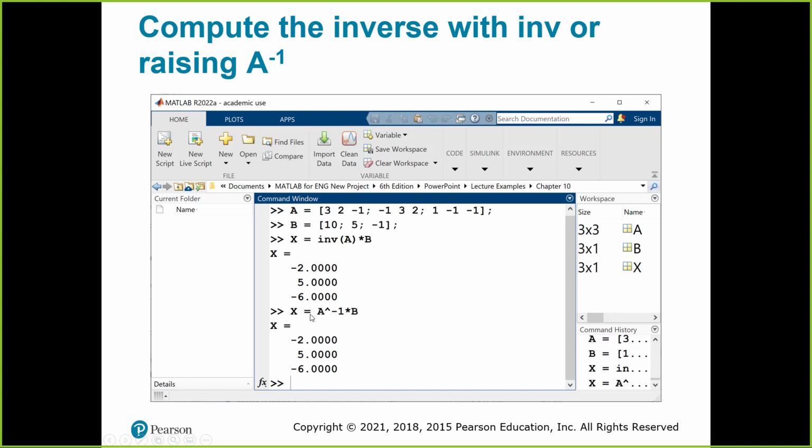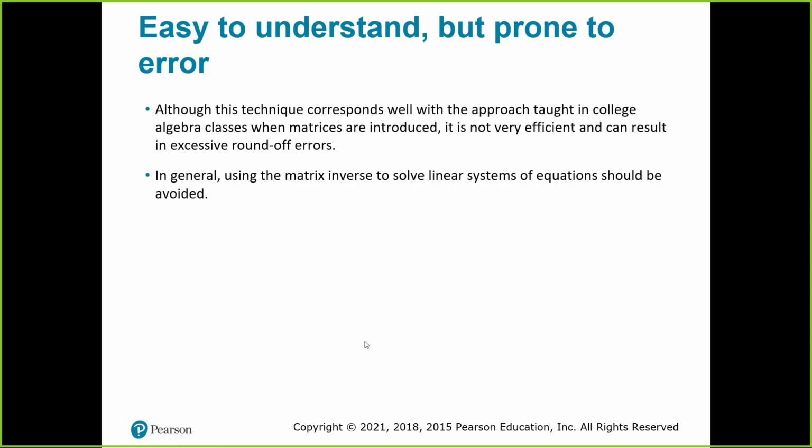And just to show that you don't have to use the inverse function, you can use raised to a negative 1, which gives you the same results. Is that cool or what? Say, yeah, that's cool, man.